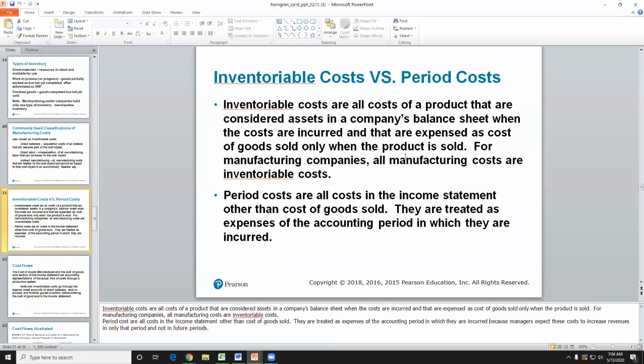Period costs are things that, as I incur them, they go right on the income statement. Selling, general, administrative, and anything that's not related to building a product that I sell to my customers, it's going to be a period expense. It's not going to sit on the balance sheet. It's going to go directly to the income statement in the period that it's incurred.